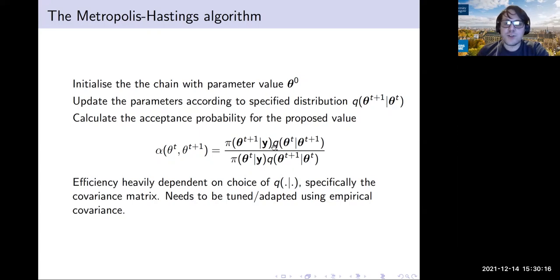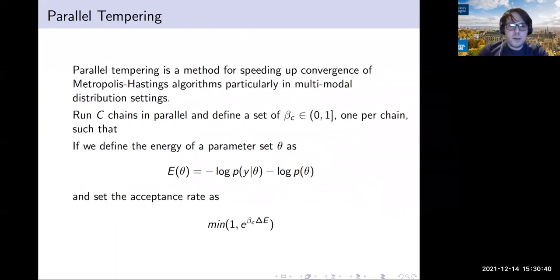And really, it's the choice of Q which is very important here, and the efficiency and the ability to estimate these parameters quickly and well is largely dependent on the choice of Q. So we did quite a bit of work on tuning and adapting these distributions to try and get the best approximate inference that we could. But I'll talk a bit more about that in a second.